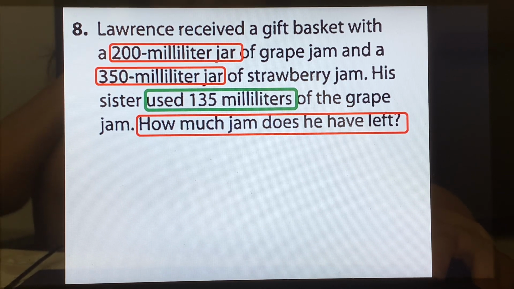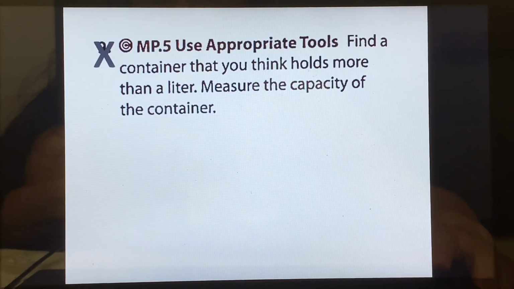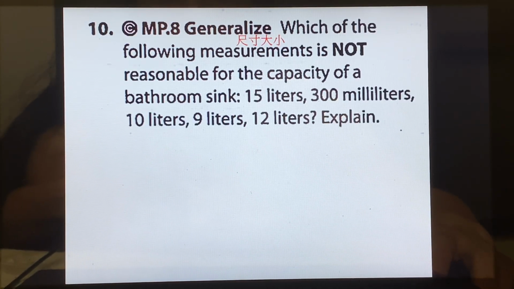Lawrence has received a gift basket with a 200 milliliter jar of grape jam and a 350 milliliter jar of strawberry jam. That's how much jam he had at first. Then his sister used 135 milliliters of the jam. How much jam does he have left now? Find the answer. We'll skip the next question. Let's move on to number 10.